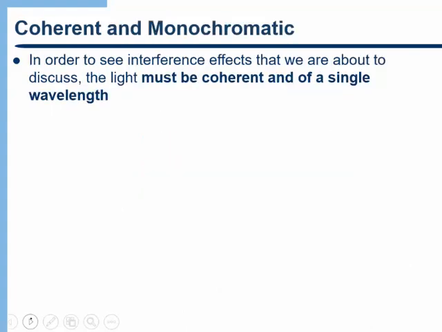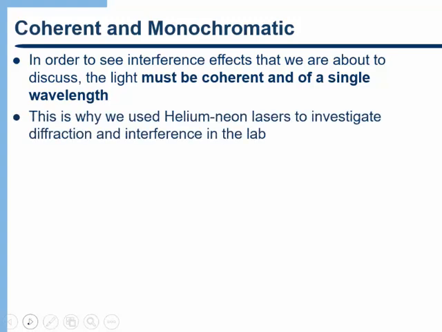So why do we care about this idea of coherence and whether the light is monochromatic or not? It turns out that if we want to see the effects of interference and diffraction that we're going to be talking about in this chapter, the light needs to be coherent and monochromatic. So we need just one color and coherence. That's why, when we look at interference and diffraction in the lab, we use helium neon lasers, because we need that source of monochromatic coherent light.